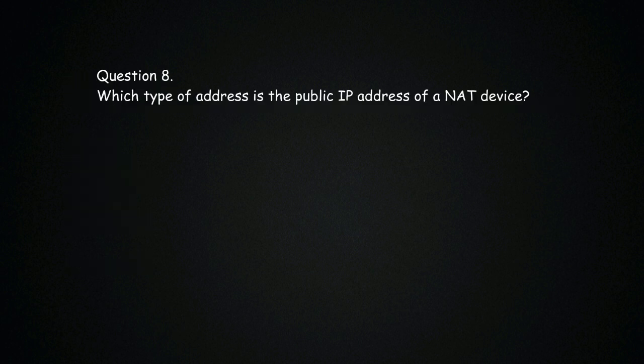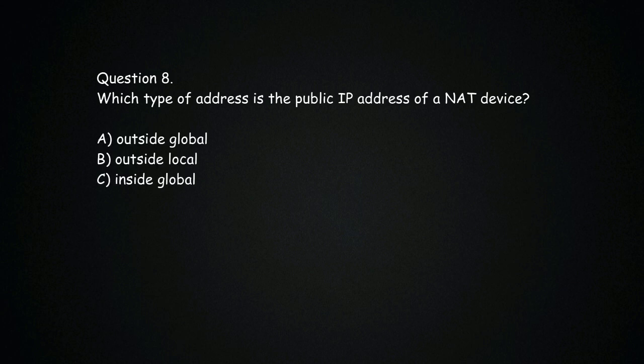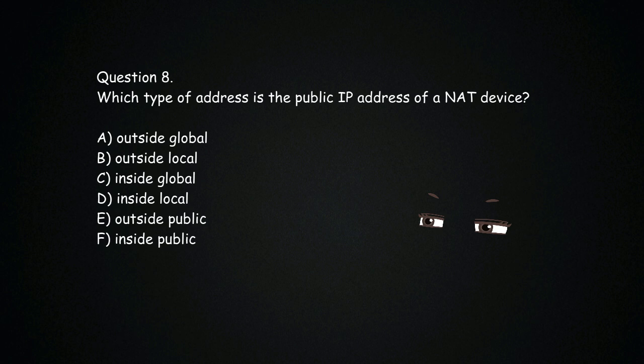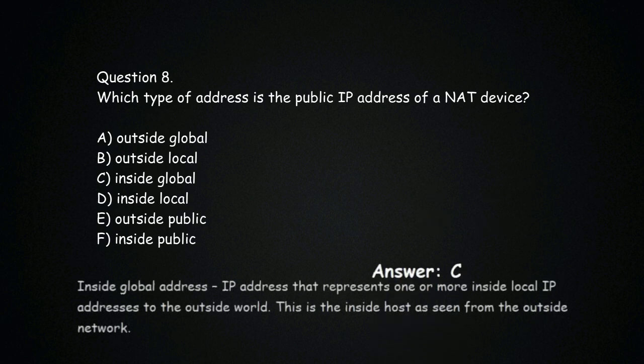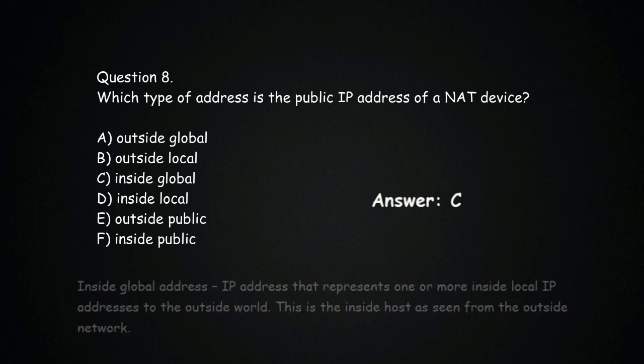Question 8. Which type of address is the public IP address of a NAT device? Correct answer is C. Inside global address. IP address that represents one or more inside local IP addresses to the outside world. This is the inside host as seen from the outside network.